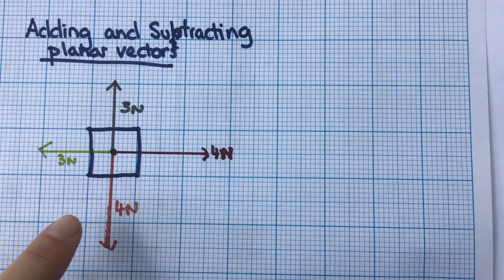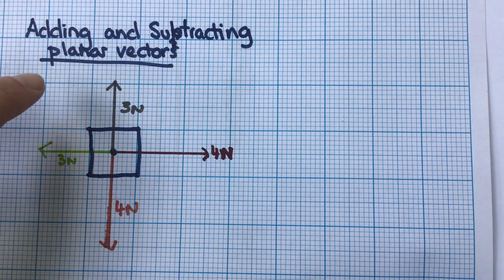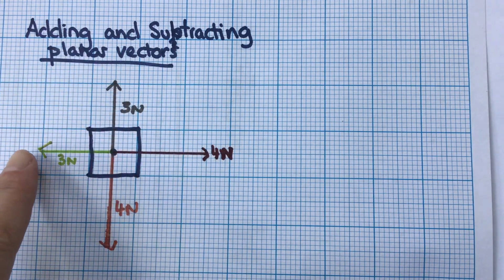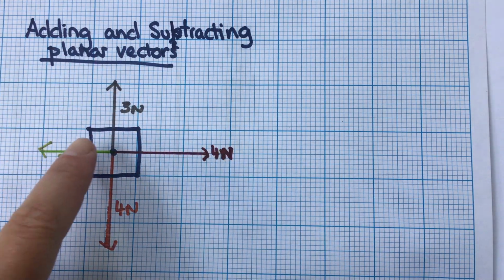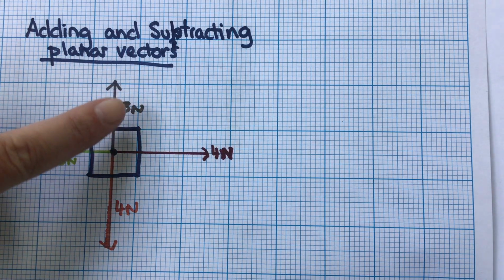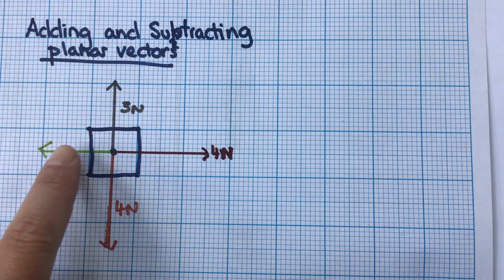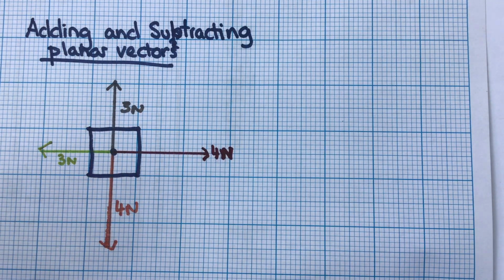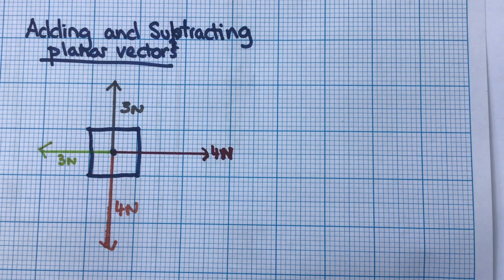Okay, so here we're going to be looking at adding and subtracting planar vectors. By planar we mean they're in the same plane. Here I've got two vectors in the same plane, and here I've got two vectors in the same plane. We're going to look at how we can add and subtract vectors in the same plane, but also the limits of that method and where we then have to use one of the other methods that we've been talking about.